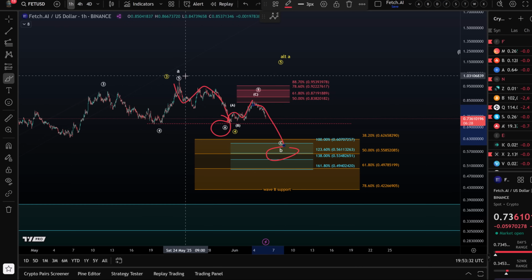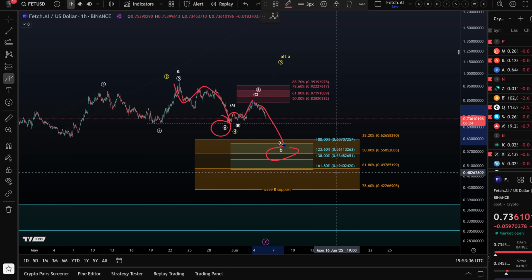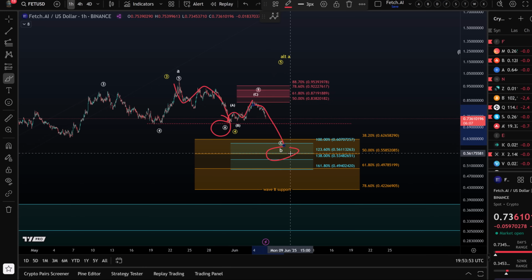and I have calculated here, or measured basically, with the tools here on TradingView, the downside targets. The blue zone is between 49.4 cents and 60.7 cents. This is the standard target area here, highlighted in blue, between 60.7 cents and 49.4 cents. Ideally, I'd like to see the move to the downside end in that area.